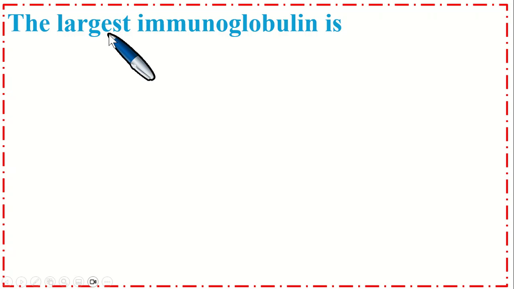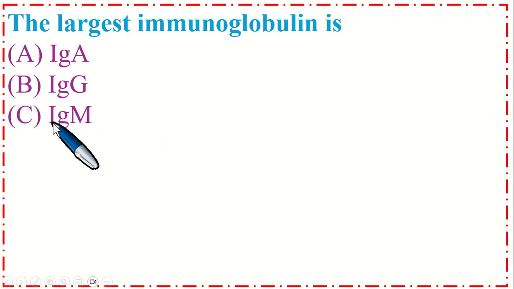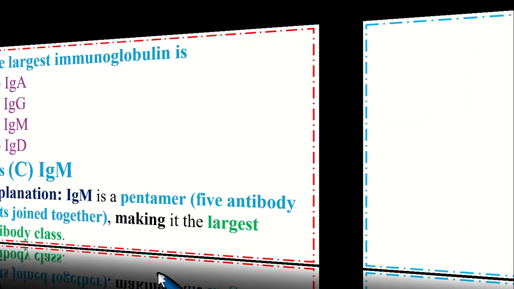The largest immunoglobulin is: option A IgA, B IgG, C IgM, and option D IgD. So the correct option is C, IgM. IgM is a pentamer, which is 5 antibody units joined together, making it the largest antibody class.